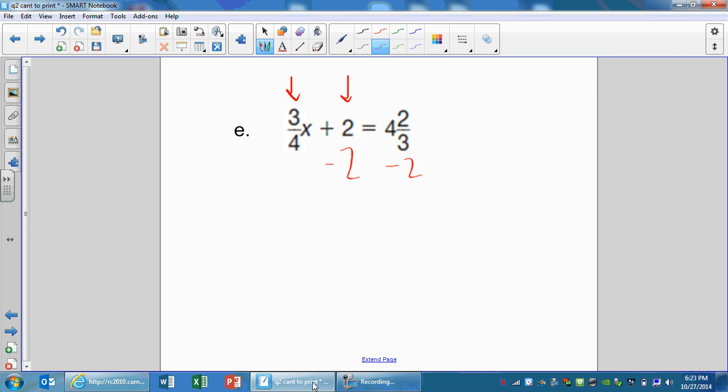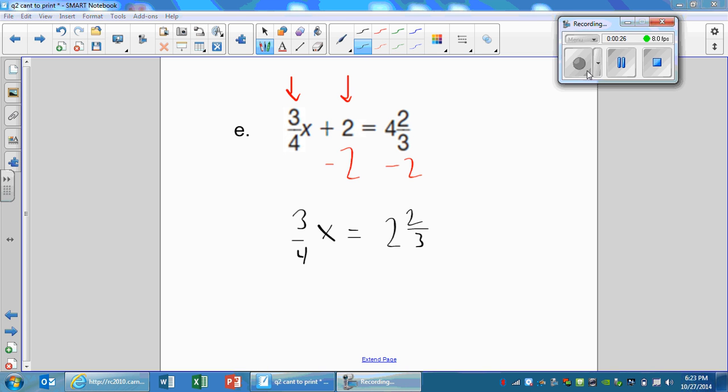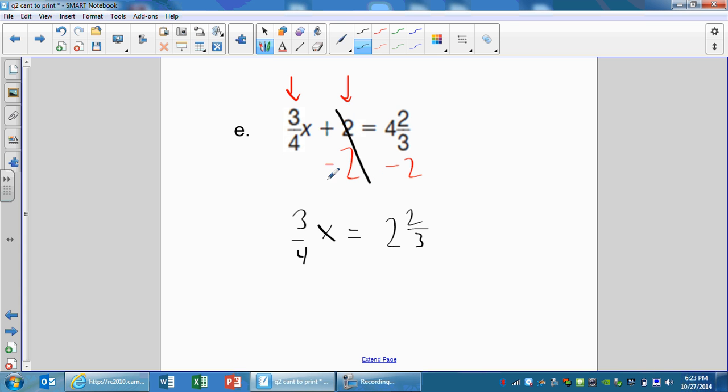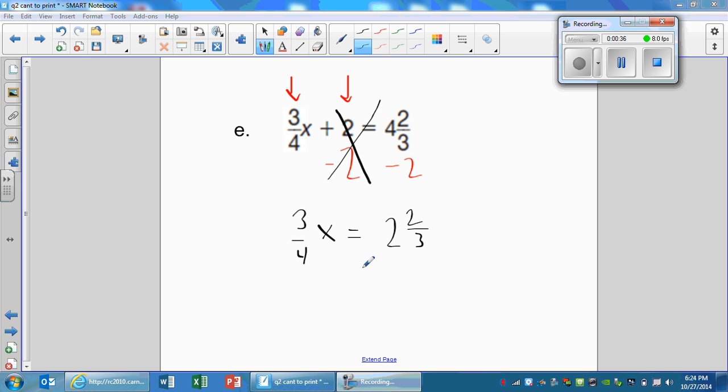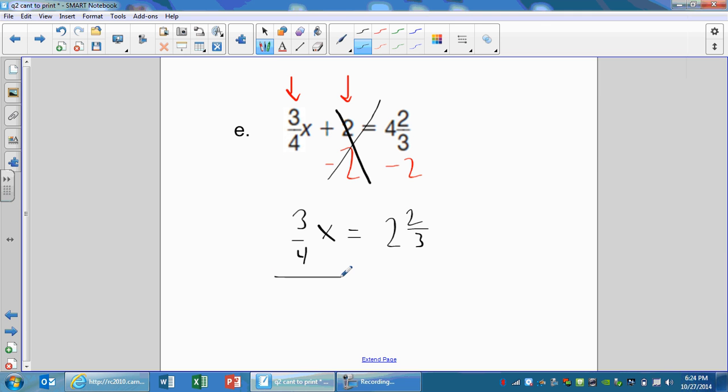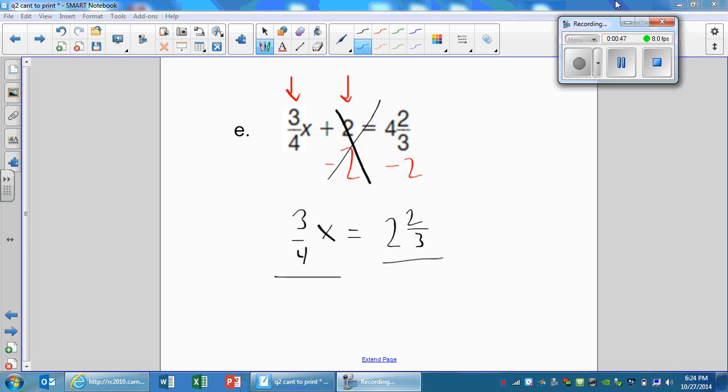That would leave me with 3/4 x, because 2 and negative 2 cancel out. 4 minus 2 is 2, and I have the 2/3 left over. So that would leave me with this. And then I don't want 3/4 x, I just want x. So I'll divide both sides by 3/4.